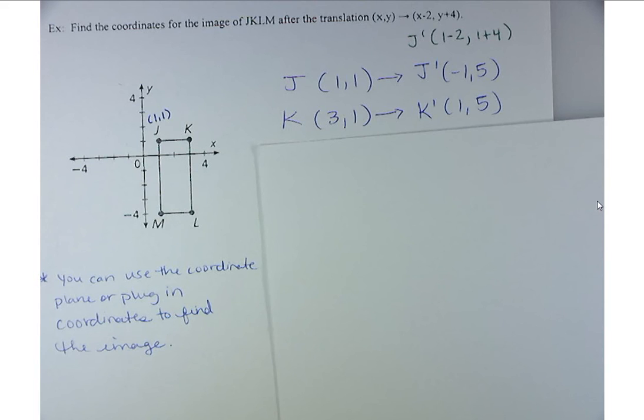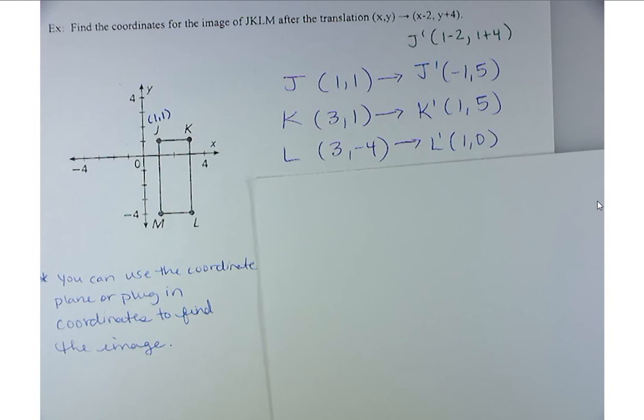Okay, so for K prime, you should have got (1, 5). Luke, what'd you get for L prime? (1, 0). All right, great. Okay, and then Grace, what'd you get for M prime? I did (1, 0). Great. How'd you guys do?